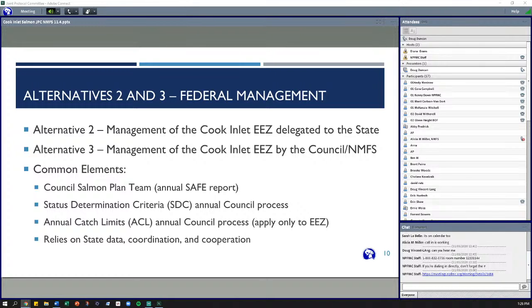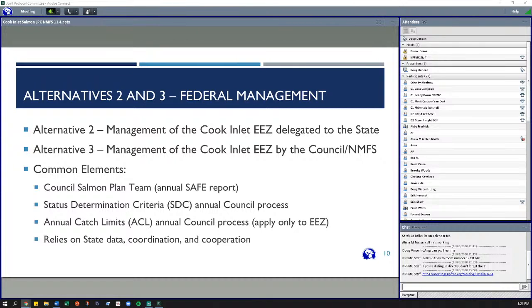There would also be an annual status determination criteria process through the council to determine annually whether overfishing was occurring in the fishery or whether it was in an overfished condition. And another requirement is the setting of annual catch limits, ensuring that a level of catch occurs that does not result in overfishing.